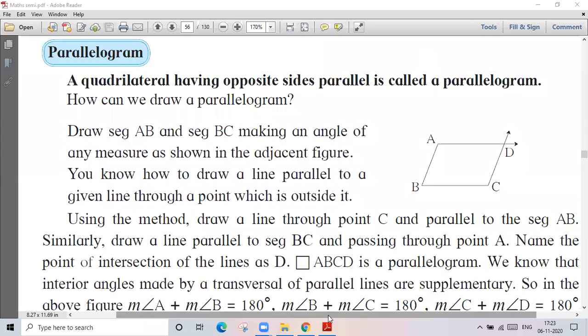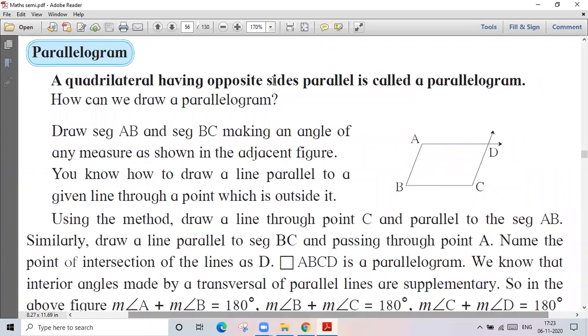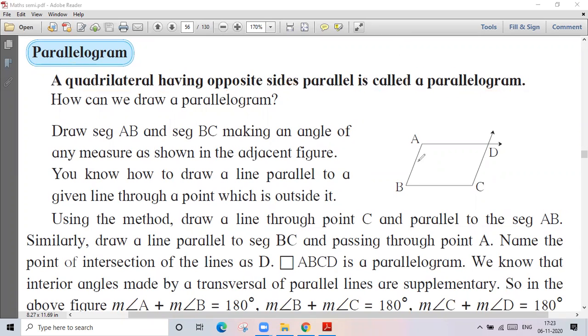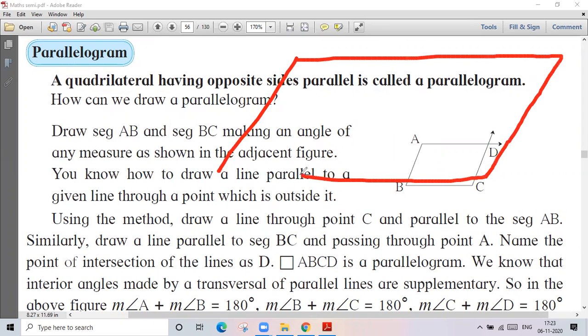Now, what is a parallelogram? In Marathi it is called samantarbhuj chaukon. A quadrilateral having opposite sides parallel is called a parallelogram. Opposite sides are parallel, like this, A, B, C, D. In this way, generally we show the parallelogram.